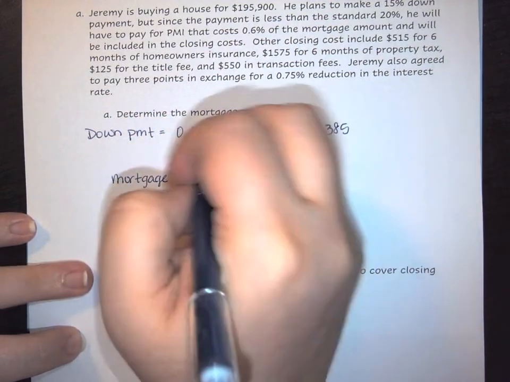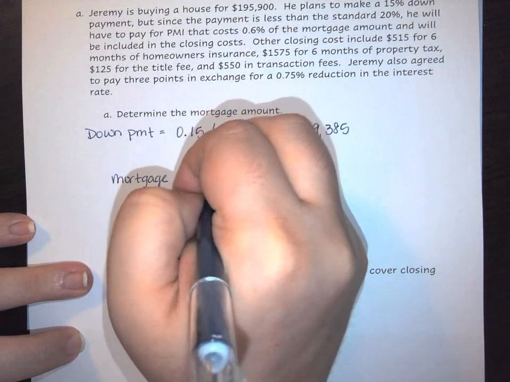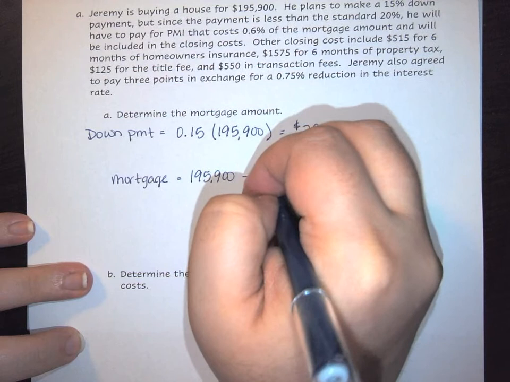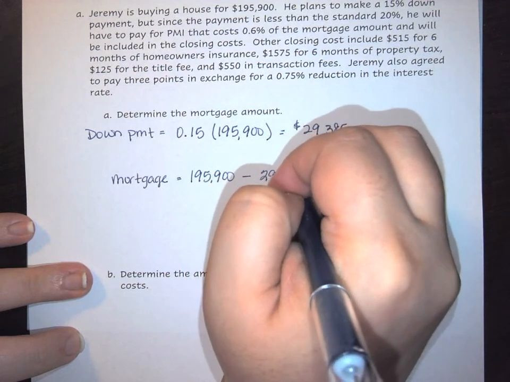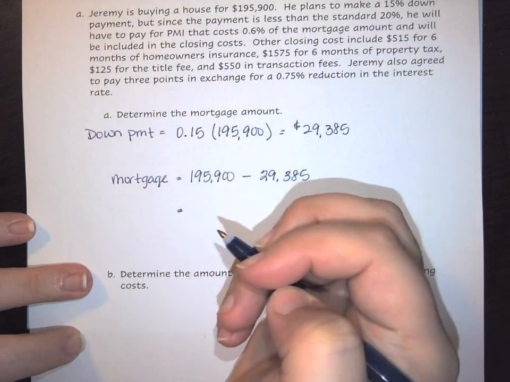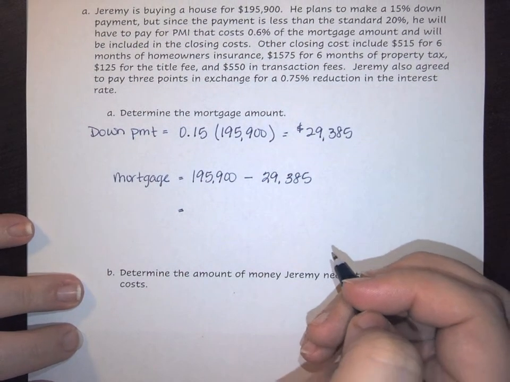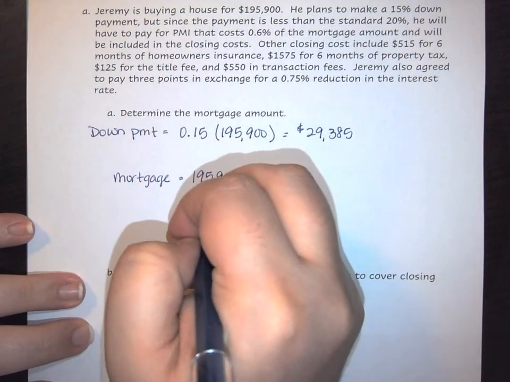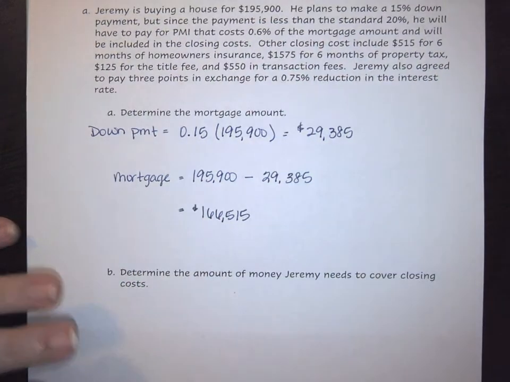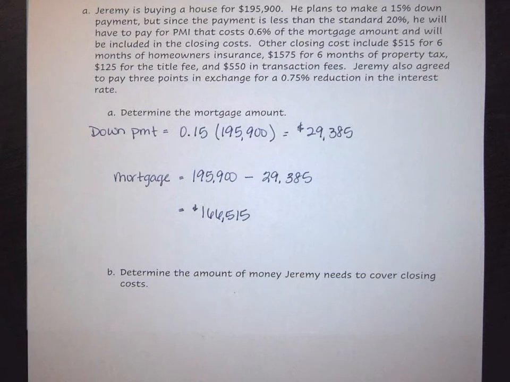are going to take the purchase price, so $195,900, and we're going to subtract that down payment, $29,385. And that's going to give you the mortgage, i.e. the financed piece of that house. So here we're going to come up with $166,515. So that is the actual mortgage.